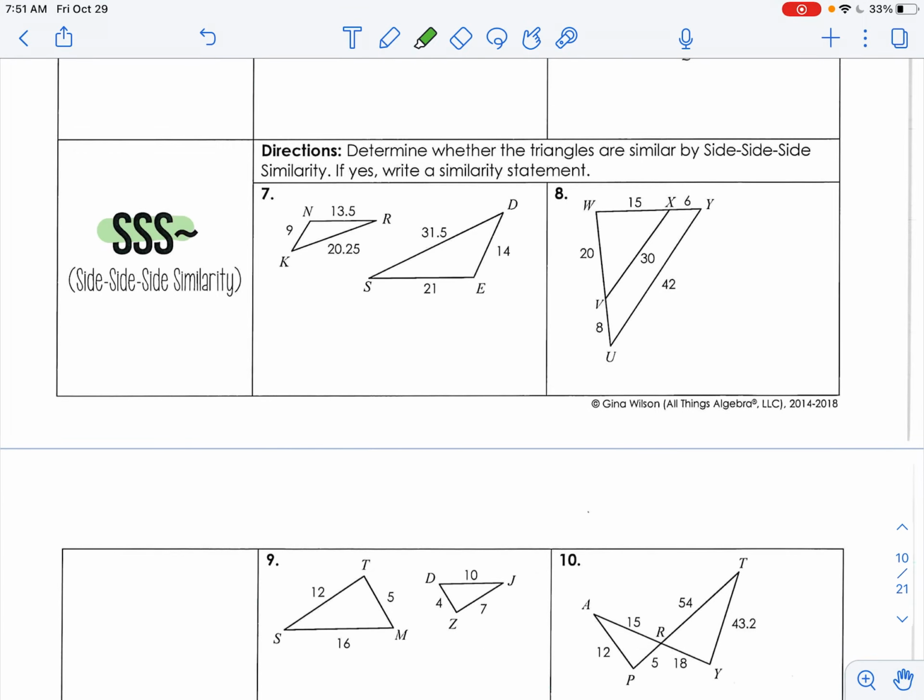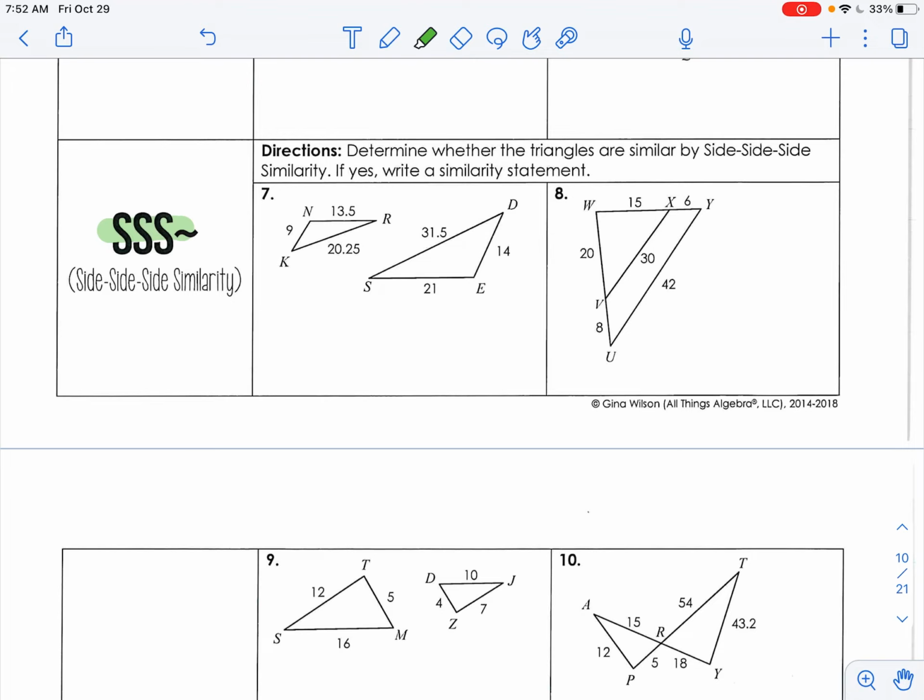Next one is side, side, side. If I can prove that three sides are proportional, then what do I know automatically? I know that all the angles match. That's the power of doing this. So this is one where it's a similar postulate. It's also a congruent postulate. It's a congruent postulate if the sides are exactly the same. It's a similar postulate if the proportions are the same.